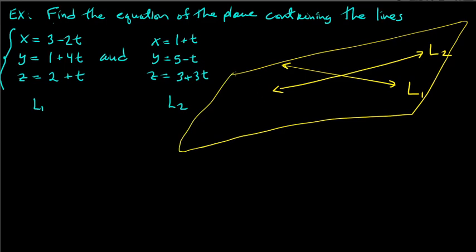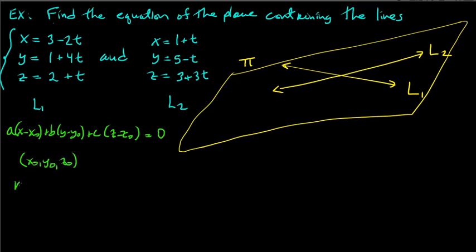And I don't want to use p for plane. If you want a symbol for plane, how about pi? So what are we given? We're given two lines. And what do we need to find the equation of a plane? Here's the equation again: a times (x minus x0) plus b times (y minus y0) plus c times (z minus z0) equals 0. So we need a point, x0, y0, z0, and we need a normal vector n, so a, b, and c. So how do we get those?